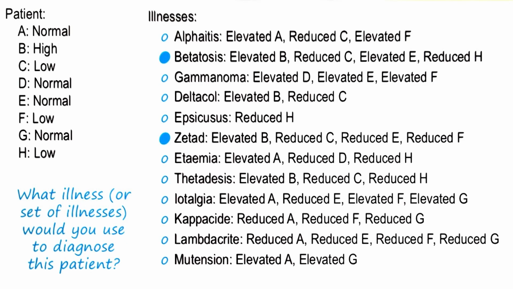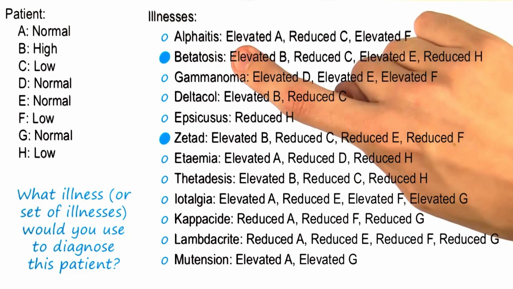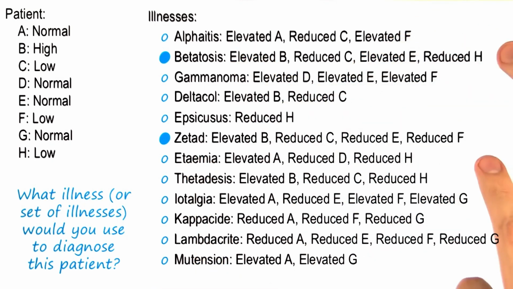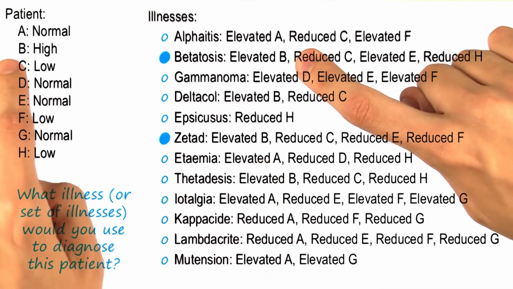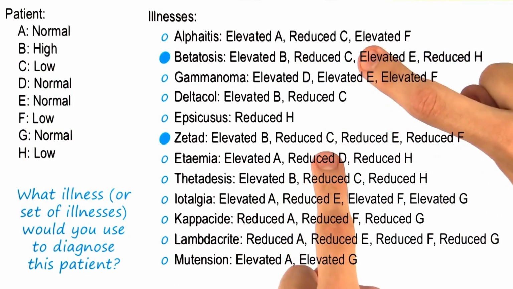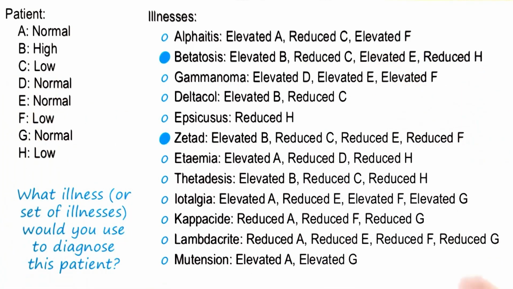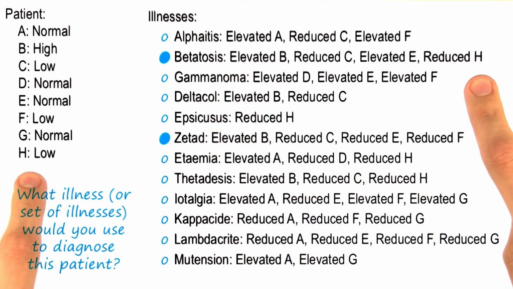So my answer is that the best explanation is a combination of beta-ptosis and zeta-ad. By combining these two illnesses, we can cover all of the data we saw over here. We saw both illnesses elevate B, which led to our high B, and both reduce C, which led to our low C. Our patient had a normal level of E, but the effects of beta-ptosis and zeta-ad counteract their influence on E. Then zeta-ad accounts for our reduced F, and beta-ptosis accounts for our reduced H.